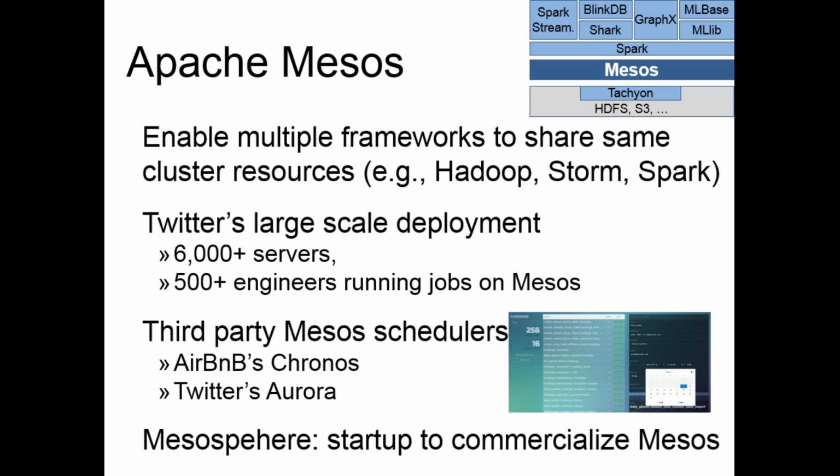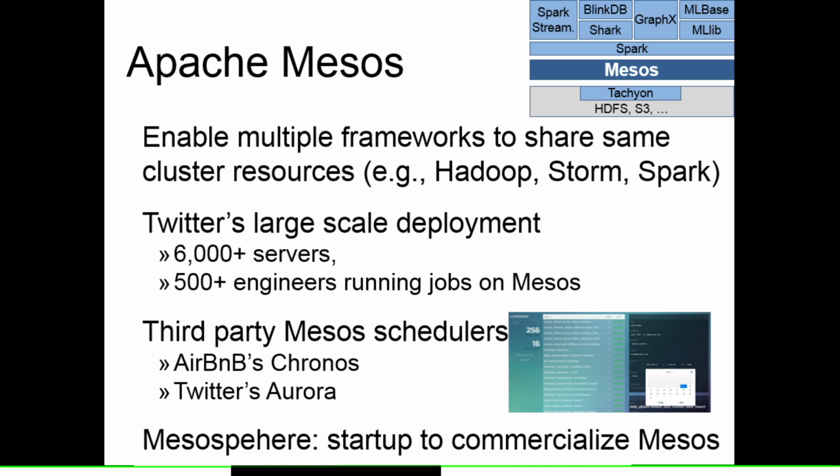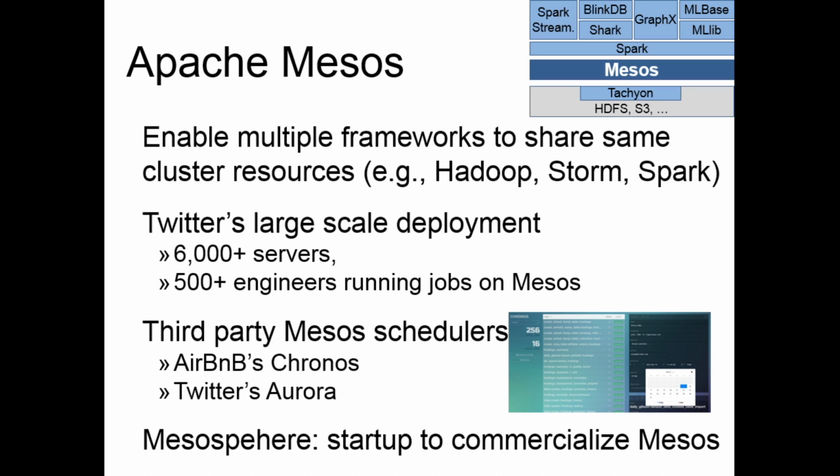There are already third-party Mesos schedulers being released: Airbnb's Chronos a little bit earlier, and Twitter's Aurora more recently. Aurora is proposed for Apache incubation. And also, recently, a startup has been created, Mesosphere, great name, to commercialize Mesos.